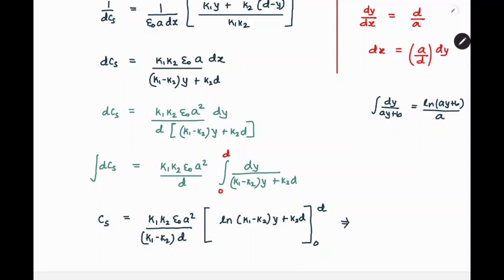So over here we write it as k1 k2 divided by k1 minus k2, epsilon naught a square by d, followed by ln of, when we put d over here, k1d by k2d, so k1 by k2, upper limit minus lower limit, we obtain a value like this. So this is the expression, or the final answer, for this problem which we are looking for.